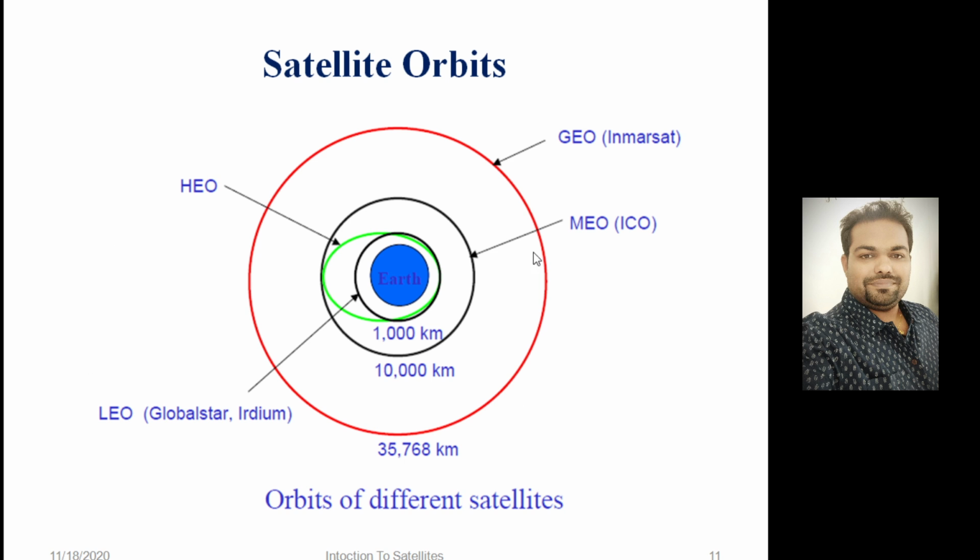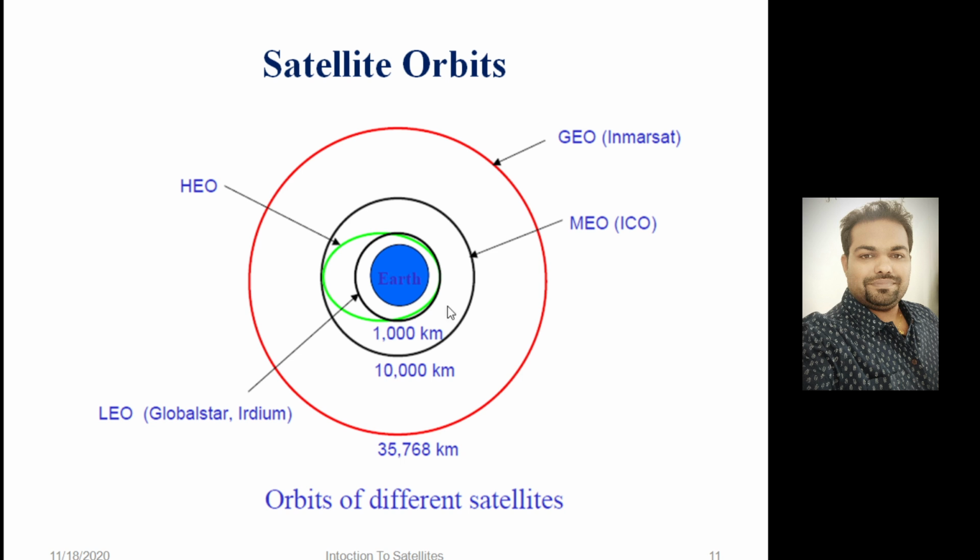So this is the pictorial presentation of different satellite orbits. This red one that you are seeing is known as geostationary Earth orbit, and this appears to be circular, right? Because it is at a very high altitude, around 35,768 kilometers, right?